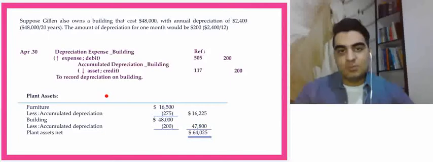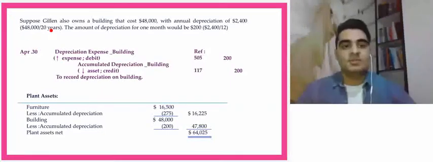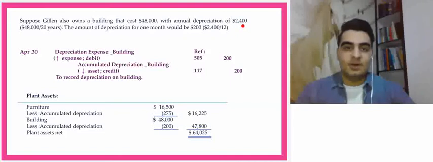Let's do another example for further comprehension. Suppose Gillen also owns a building that costs 48 grand with annual depreciation of $2,400. It's obvious because we divided 48 grand by 20 years, so the amount will be $2,400. The amount of depreciation for 1 month will be $200. This is the calculation. We divided $2,400 by 12 months.